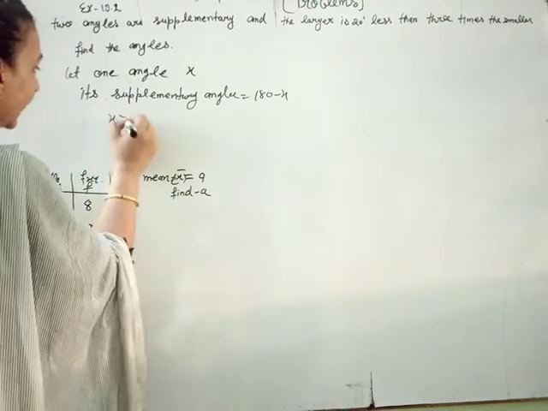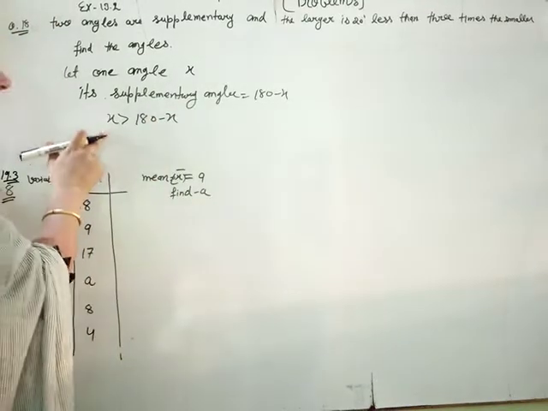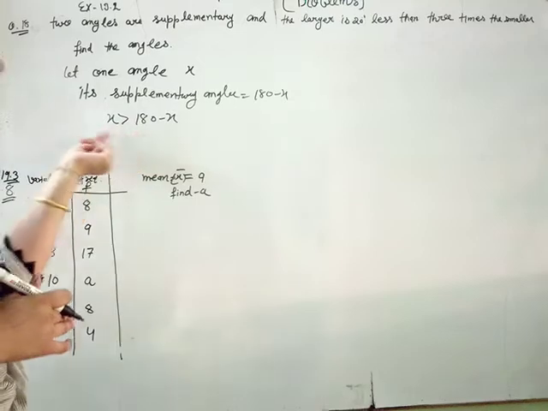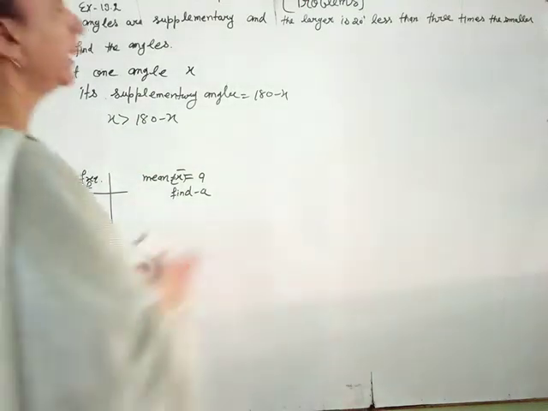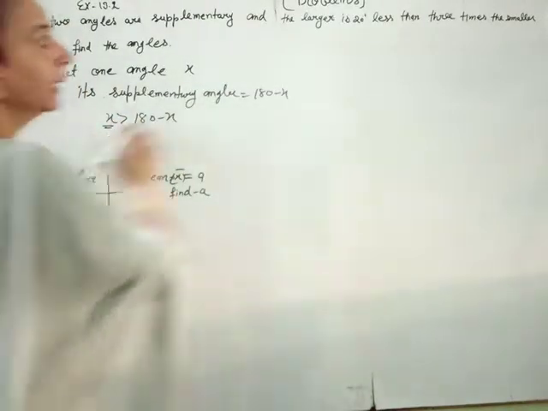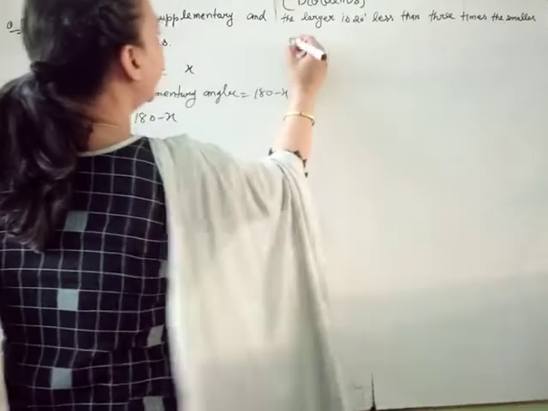Let x be greater than 180 minus x. So this angle x is the larger one. Then according to the statement, the larger angle is 20 degrees less than 3 times the smaller.